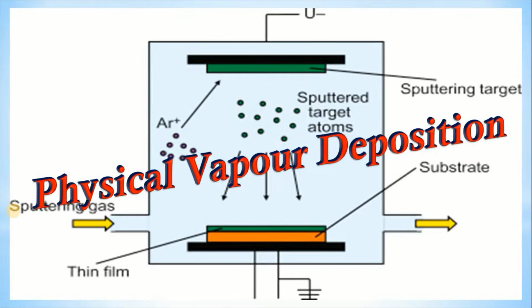In this session we are going to see another surface treatment process, that is physical vapor deposition. In the previous session we have seen the chemical vapor deposition process, what the different types are, and what its technique is to deposit the substrate on the surface.